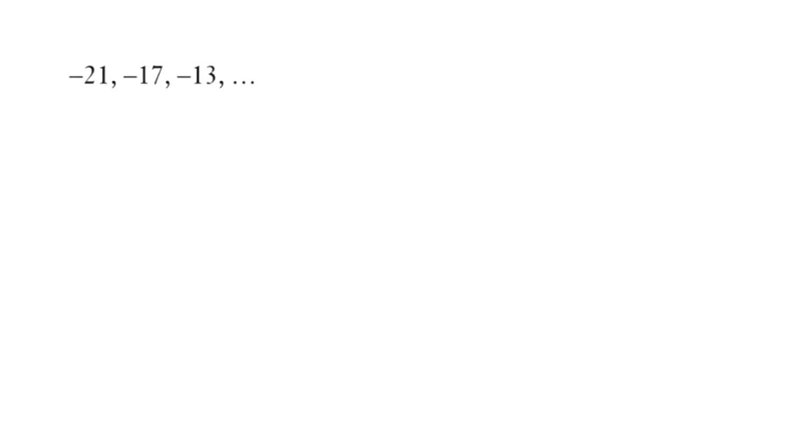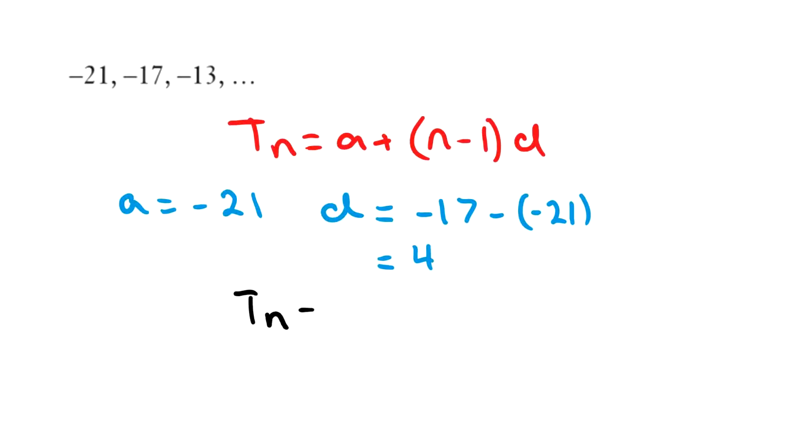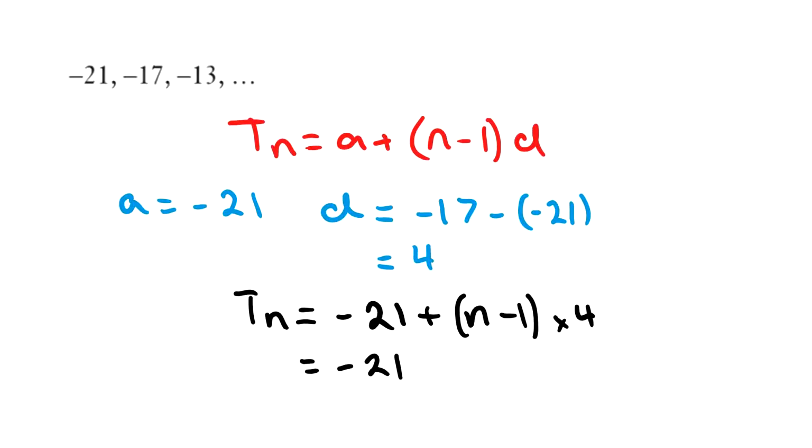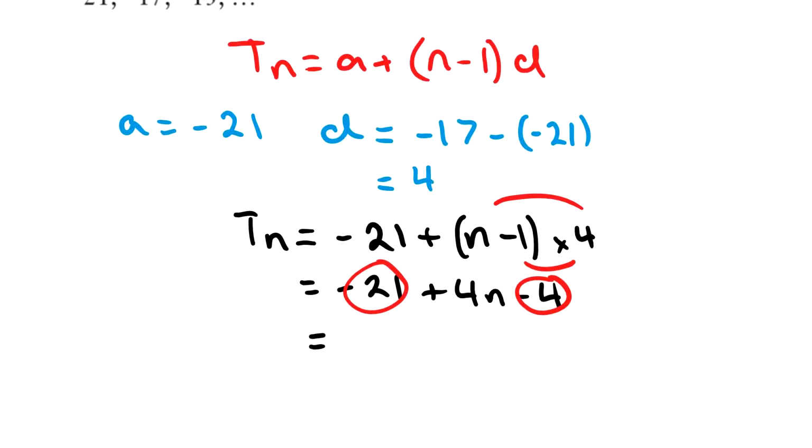We'll do another one here. Same thing, write your formula. We know a is negative 21. We know d will be negative 17 take away negative 21. And then we fill in what we know. Expand our brackets. I'll draw the arrows just to remind you. And then we can simplify it down. Remember, when you have a negative, such as negative 21, and we're taking away another number, negative 21 take away 4 becomes a bigger negative, negative 25 plus 4n.